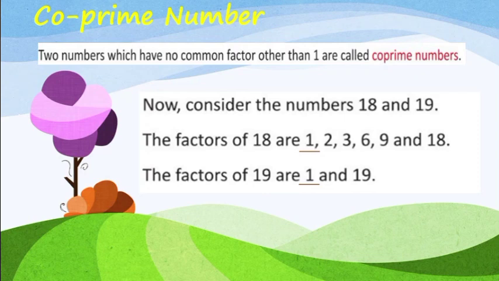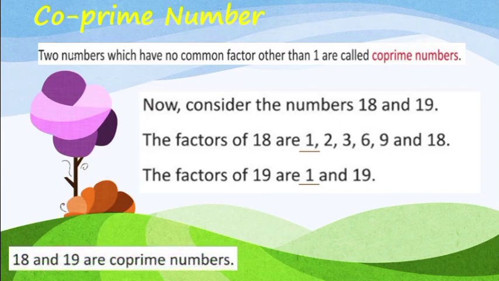So in both the numbers I found the only common factor is 1. See the underlined number, the underlined number is 1. See here, the underlined 1 and the underlined 1. So two numbers which have only a single common factor, that is 1, we give the word co-prime numbers. So see, 18 and 19 are considered co-prime numbers. Co-prime numbers will always have the condition of common factor as 1.